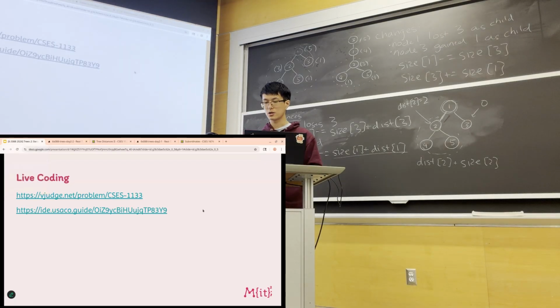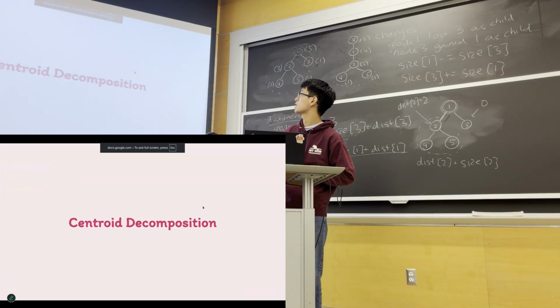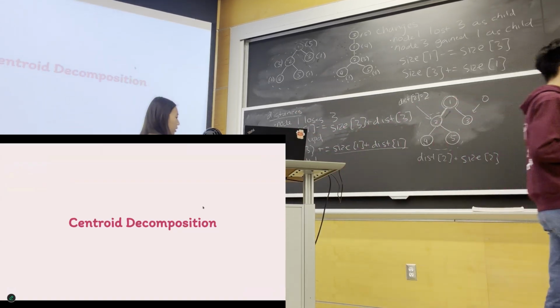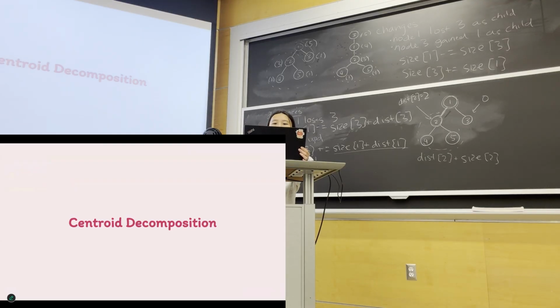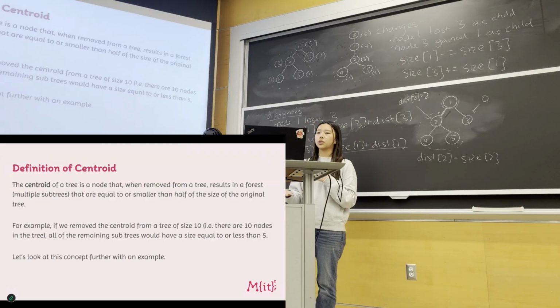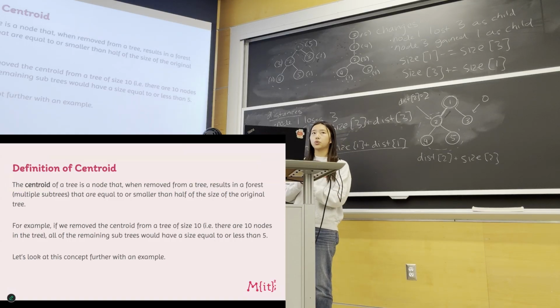Okay, we're low on time, but we'll go on to our next topic, which is centroid decomposition. Centroid decomposition is also another technique that you can use to simplify some time complexities. We're going to start with the definition of a centroid. The centroid of a tree is a node that when you remove it from the tree, it results in a forest, which is basically multiple subtrees that are equal to or smaller than half the size of the original tree.